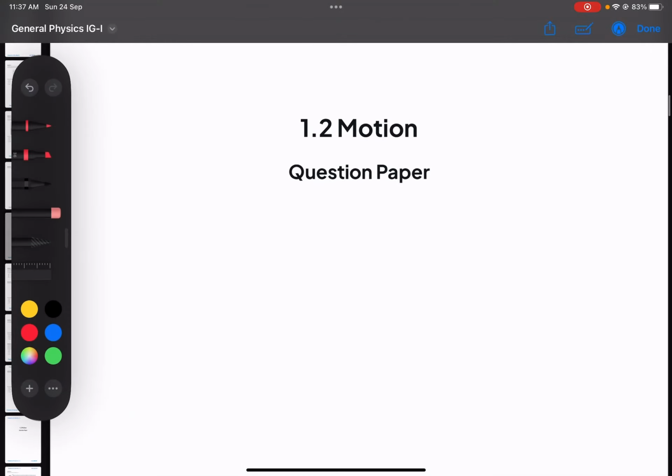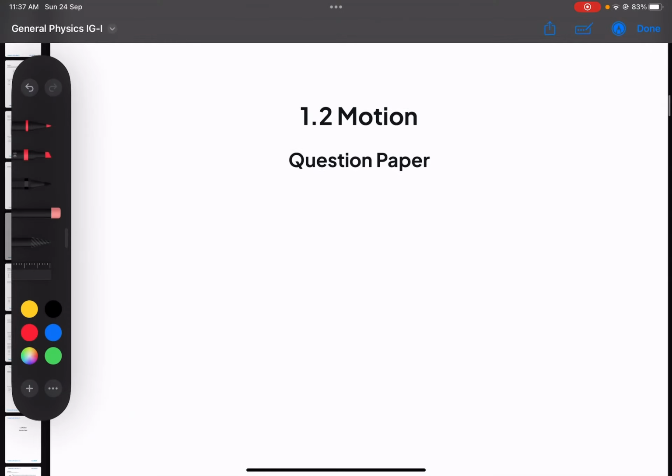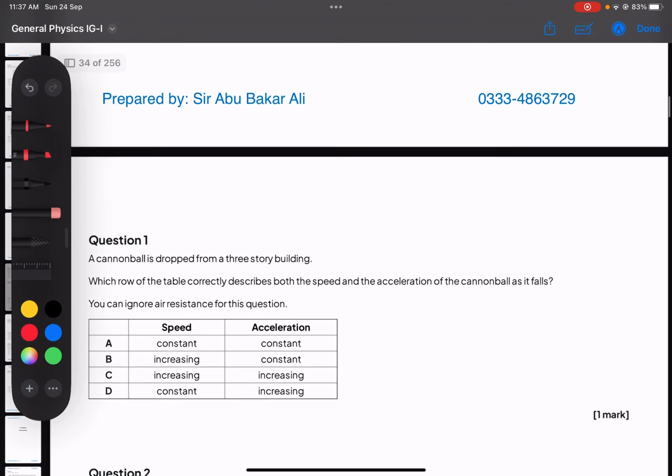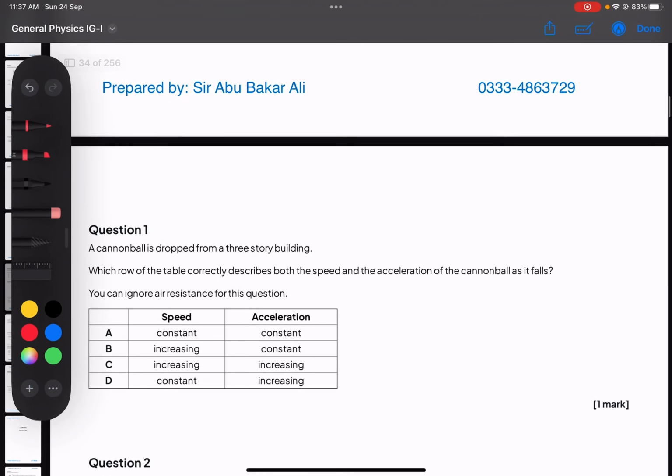Okay, we are going to start MCQs questions of topic motion. In the first question, a cannonball is dropped from a three-story building. Which row of a table correctly describes both the speed and acceleration of the cannonball as it falls? You can ignore the air resistance for the question. So the condition is we have to ignore the air resistance and the object is falling freely. We have to comment on speed and acceleration.